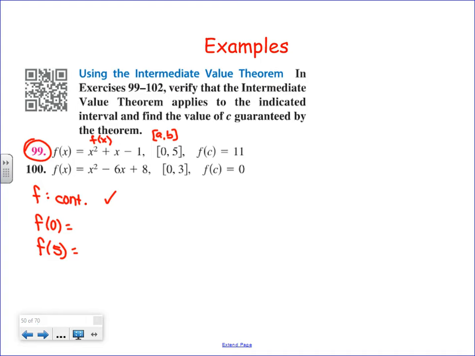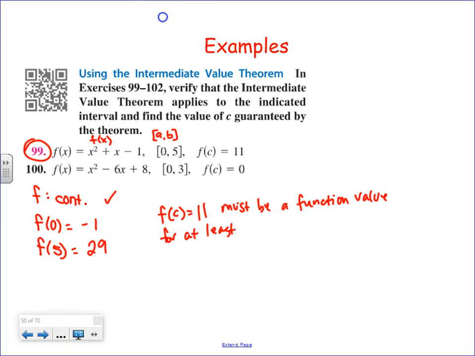So f of 0, what'd you guys find when you plugged in? -1. f of 5, what'd you guys find when you plugged in? 29. The question, is f of c guaranteed? Yes. So f of c equals 11. 11 must be a function value. If I was to actually write it out, for at least one c within 0 to 5. It has to hit at least once. Might hit it a million times, but it has to hit at least once.